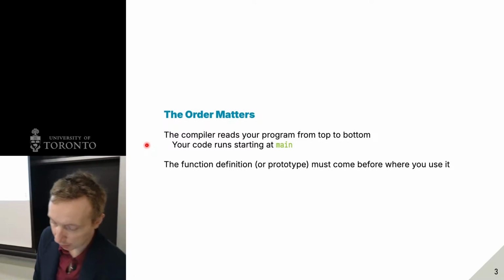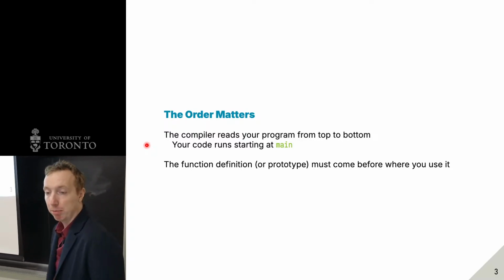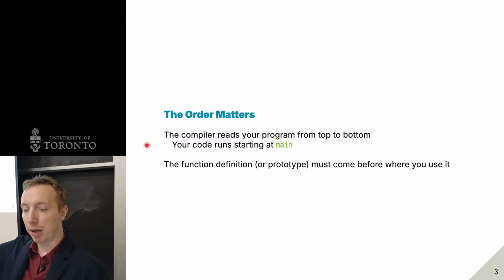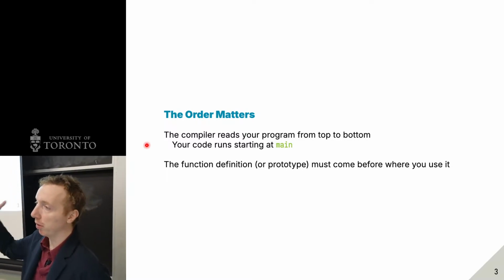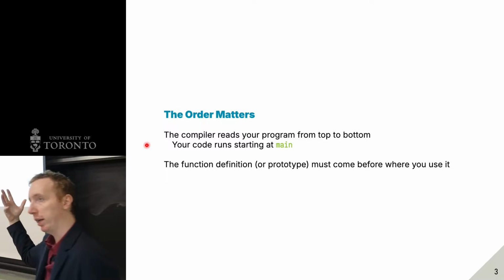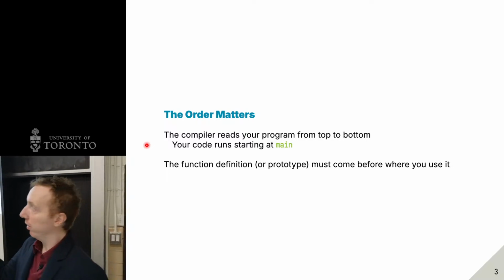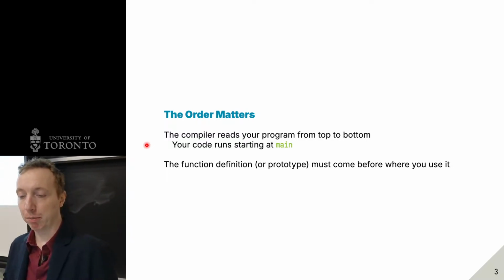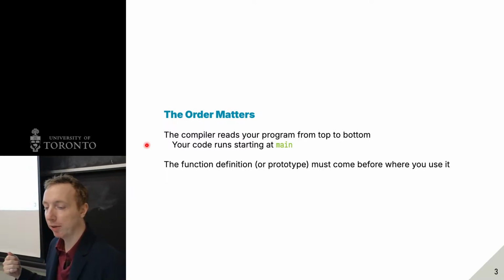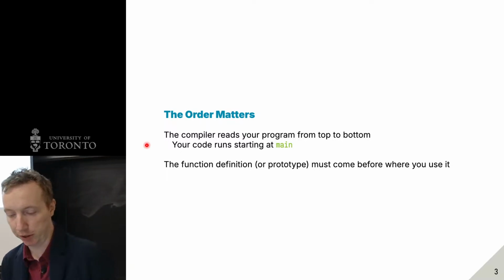So the order actually matters here. The compiler reads your program from top to bottom, but your code starts running at main. So the rule behind this is that the function definition or prototype must come before where you use it.